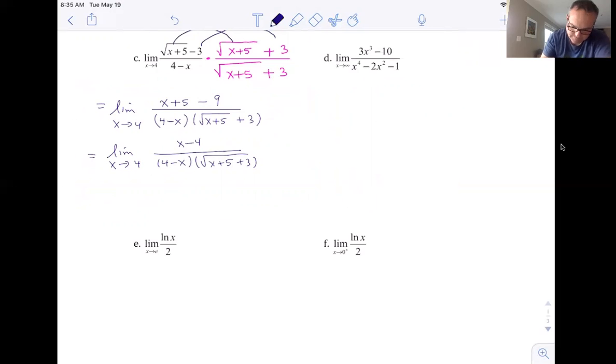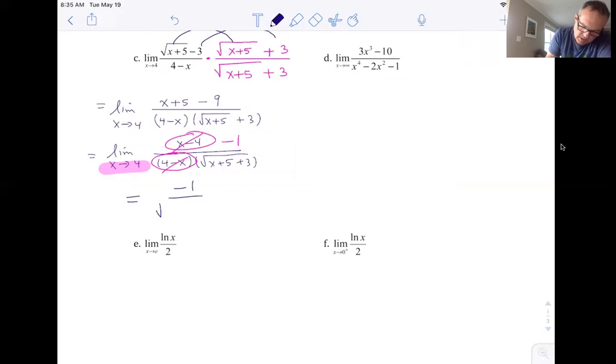And I can do some canceling, right? I got x minus 4 and 4 minus x. Those are negatives of one another, so they do cancel out to -1. And then finally, I can evaluate my limit. So let's do it. Let's let x become 4. So up top, I still have -1.